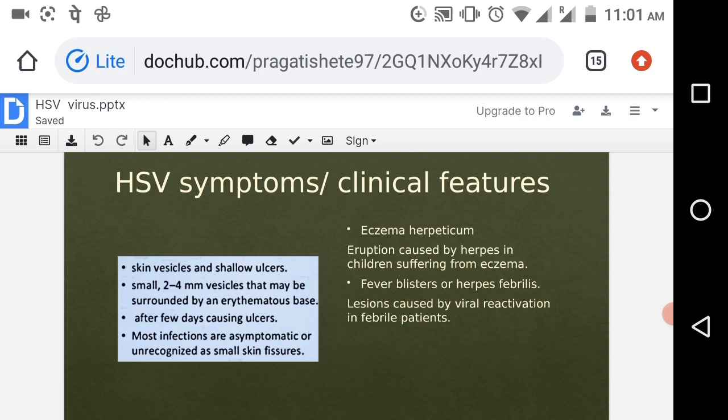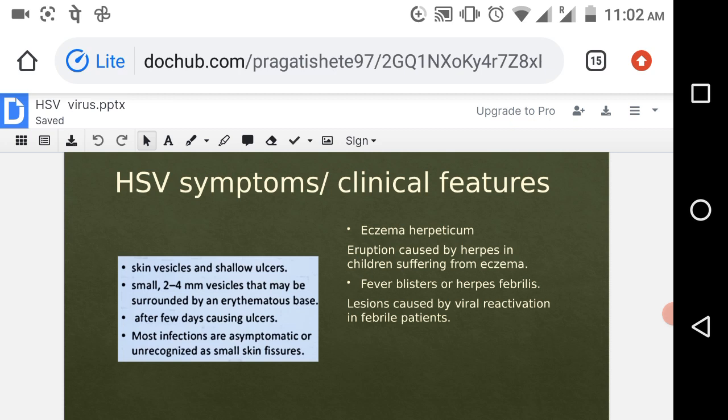On the oral cavity, on the lips, on the mouth, on the tongue, or inside the lips where the mucous membrane is, right, it can also produce skin vesicles or ulcers. These are small 2 to 4 millimeter vesicles that may be surrounded by an erythematous base, and which will turn after a few days into ulcers.